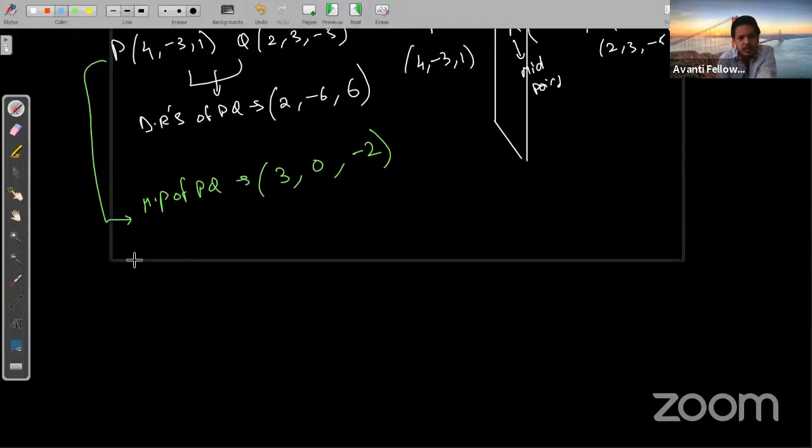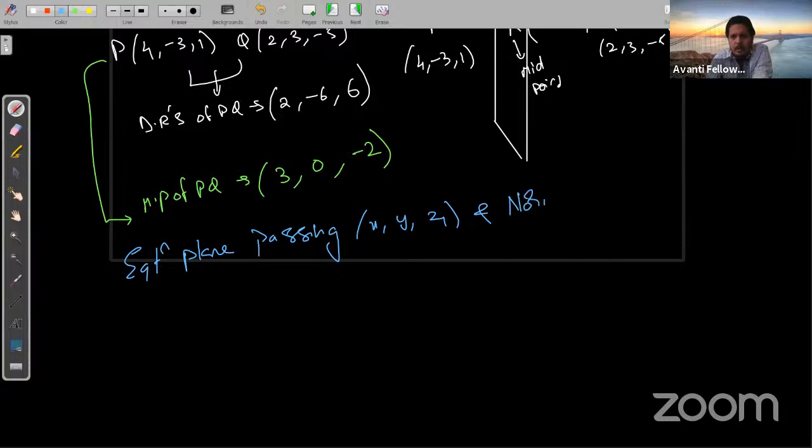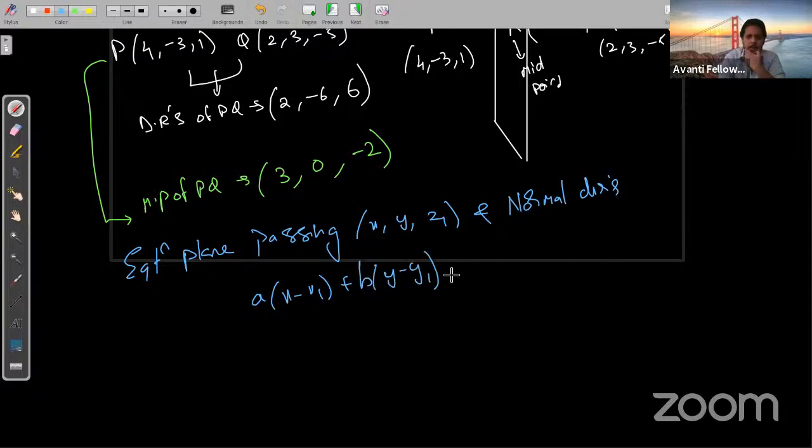Now tell me, guys, what is the equation of a plane passing through x1, y1 and z1 with normal direction ratios? If you know the normal direction ratios, what is the equation of the plane? Do you guys remember or not? A into x minus x1 plus b into y minus y1 plus c into z minus z1 is equal to 0. Yes or no?